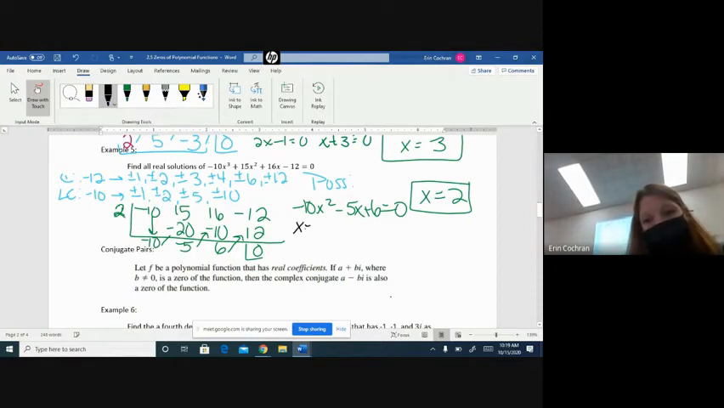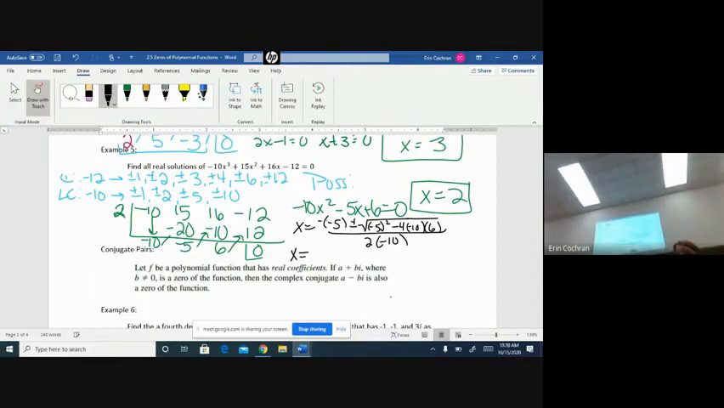x equals negative b. What's my b? Negative 5. Plus or minus the square root of b squared. What's my b? Minus 4 times a, negative 10, times c, 6, all over 2 times a, which is negative 10. All right, what's a negative and a negative? Positive.